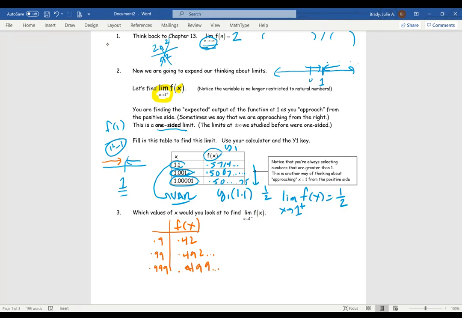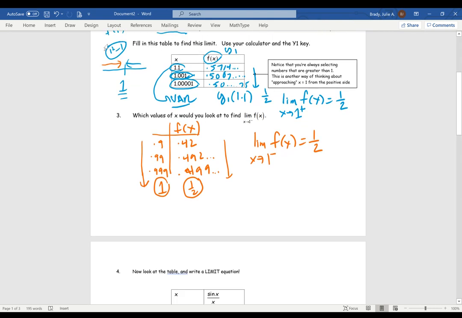So you can see as x gets closer to 1, these numbers are getting closer to 1/2. And that's really the big idea here. So the limit as x approaches 1, this time we picked inputs from the left, is also 1/2. Okay? Let's look at the next page.